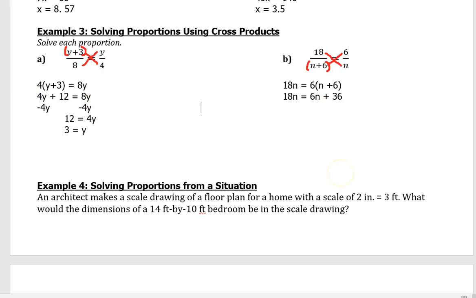And on this question, I like to keep my variable positive if I can, so I'm going to subtract that 6n to the side where the 18 is at. So if I do that, we're going to get 12n. That'll be left with the 36 on the other side. And then if you divide both sides by 12 to get the n alone, we're actually going to end up with 3, just like we did on the last question.